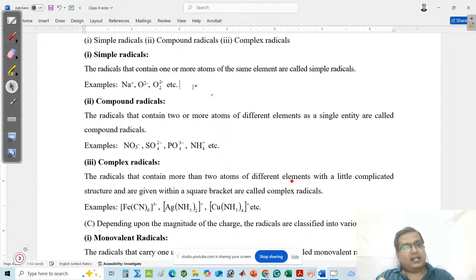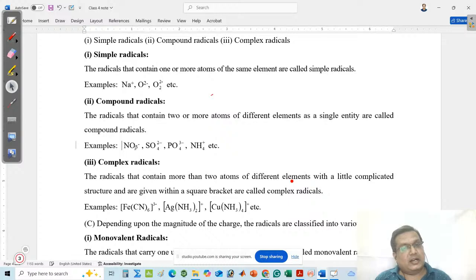Here I can say that the radical which contains one or more atoms of the same element is called a simple radical. Examples given here are Na+, O2-, O2 2-, etc. If we think about the compound radical, look at NO3-. Here two types of atoms are present: one is nitrogen, the other is oxygen.